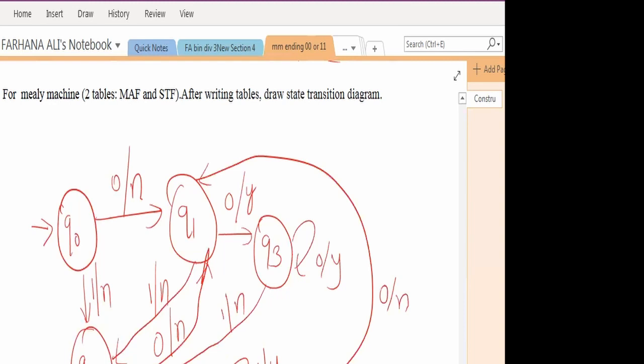So this is the way we will design the Moore and Mealy machine for the set of strings ending with 00 or 11.